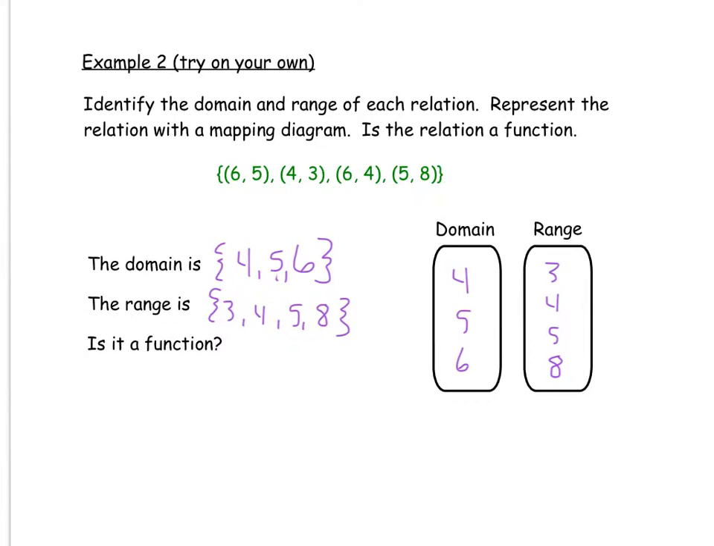So the 4, I'm going to look up here, the 4 was mapped with the 3. The 5 was mapped with the 8. The 6 was mapped with the 5, but it was also mapped with the 4. So because of this one right here, because this input has 2 outputs, it is not a function. If we put in 6, we don't know for a fact what we're going to get out. Sometimes we might get a 4, sometimes we might get a 5. So my answer is no, it is not a function.